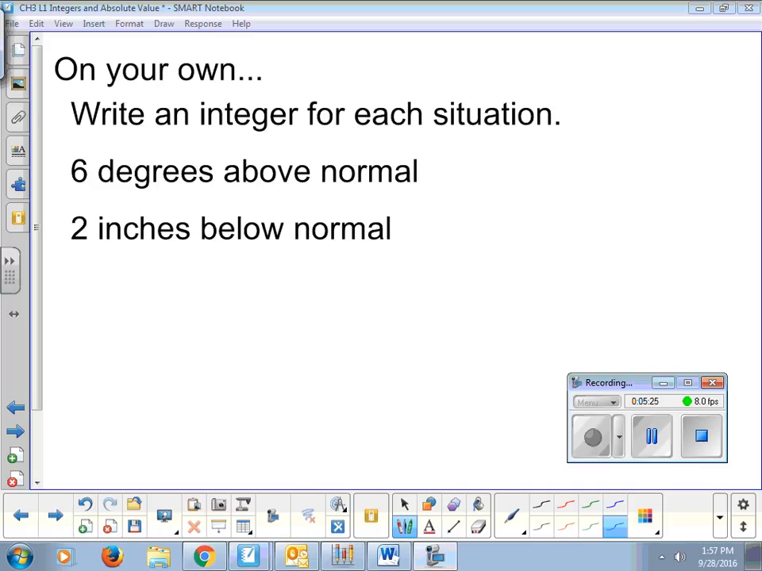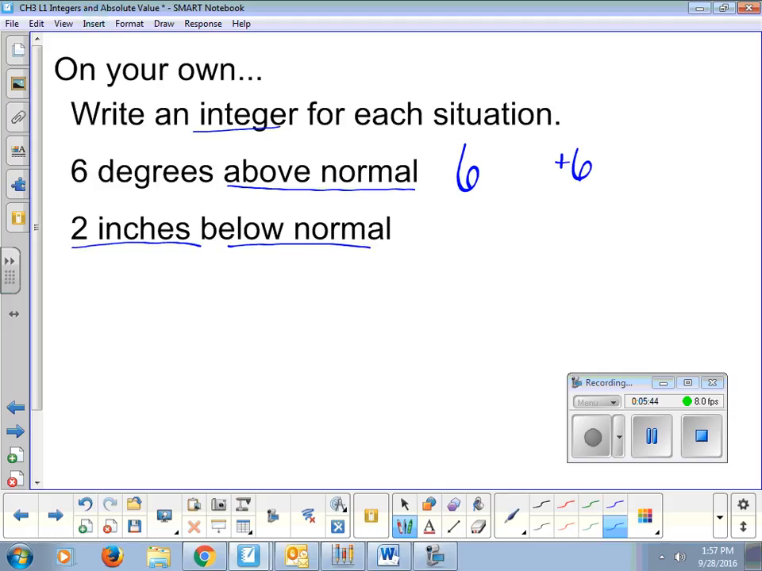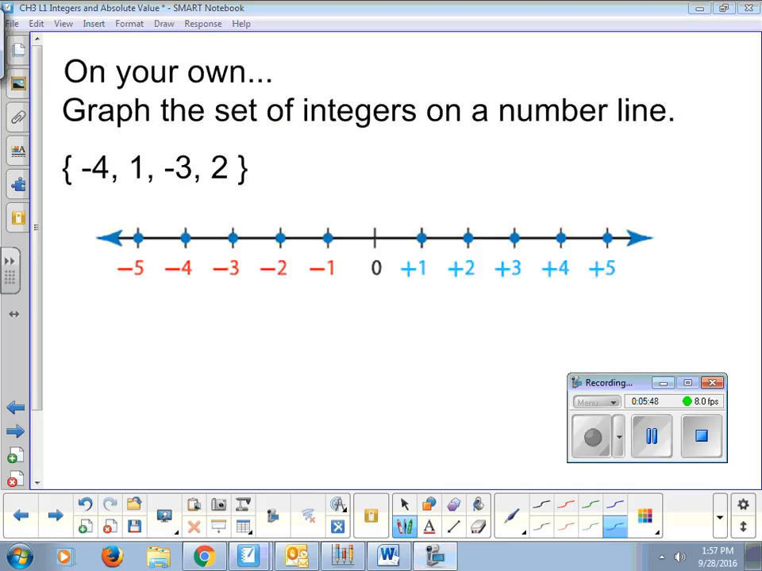If we go over this, we are writing an integer for each situation. 6 degrees above normal, would that be a positive or negative 6? Positive 6. You can write it as 6, or if you want, you can put the plus sign in front of it. For our next one, 2 inches below normal would give us negative 2.